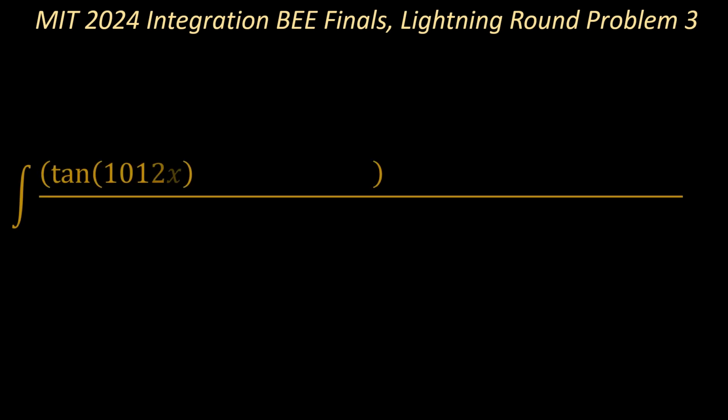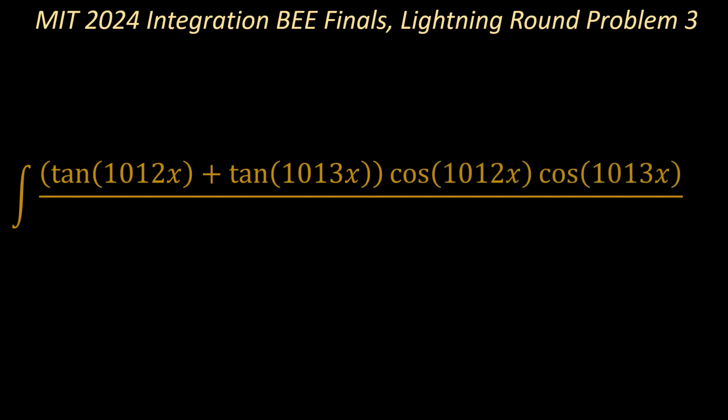Last problem of the lightning round problems of MIT 24 integration B finals is the indefinite integral of open bracket tangent of 1012x plus tangent of 1013x close bracket times cosine 1012x times cosine 1013x all over cosine 2025x.